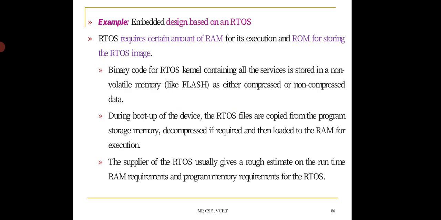Example, embedded design based on RTOS. RTOS requires a certain amount of RAM for execution and ROM for storing RTOS images. The binary code of the RTOS kernel containing the services is stored in non-volatile memory like flash, either compressed or non-compressed data. During the boot of the device, RTOS files are copied from the program storage memory, decompressed if required, and loaded in the RAM for execution.